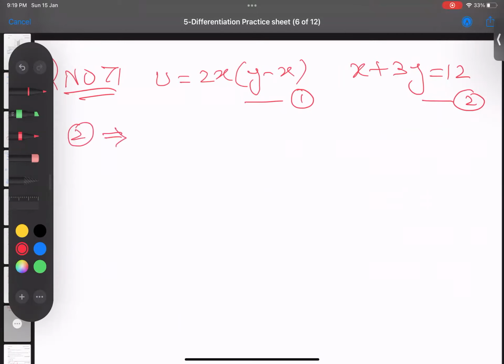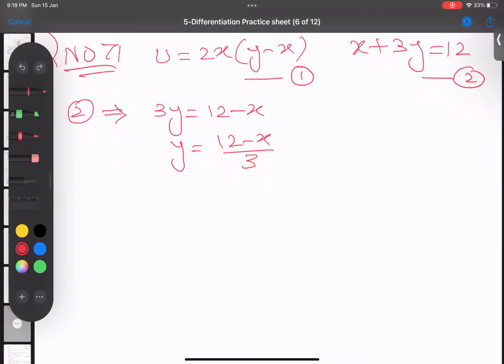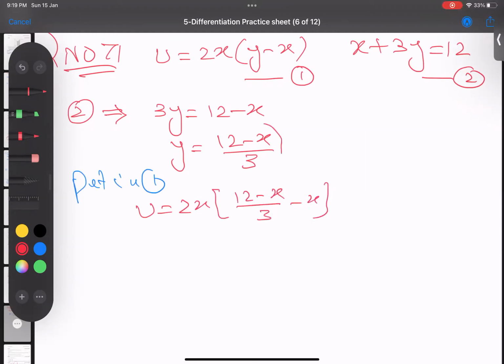Two equations give us this. First of all, I make 3y alone here. This x will go to the other side, then divide by 3, so y equals (12 minus x) by 3. Some students try to cancel like this. No way, because in the middle there is a plus and minus, so you can't cancel it. Anyway, I will plug this value into equation 1. So u is equal to x times the bracket (12 minus x) by 3, minus x squared. It will become this form.